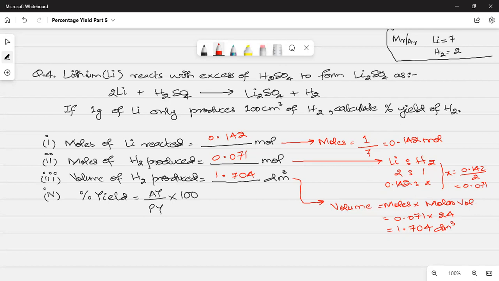Now, either you convert this decimeter cube into centimeter cube for this formula, or you convert the centimeter cube into decimeter cube for this formula. It's entirely up to you. But remember, in yield, both the units for AY and PY are supposed to be the same. Remember, 1 decimeter cube is equal to 1,000 centimeter cubes. So if you convert centimeter cube into decimeter cube, you're going to divide by 1,000. If you convert decimeter cube into centimeter cube, you're going to multiply by 1,000. It's up to you which one you pick.